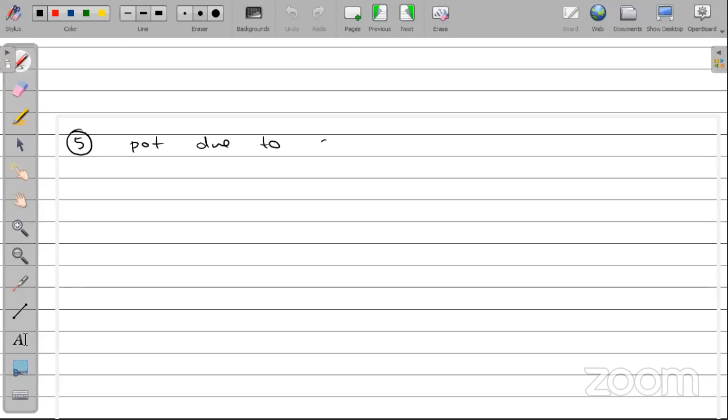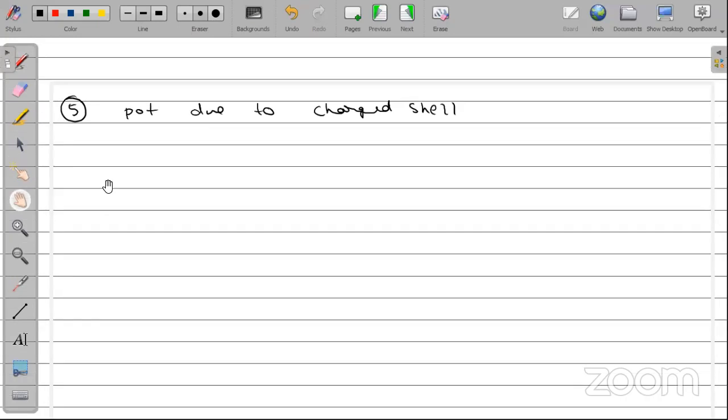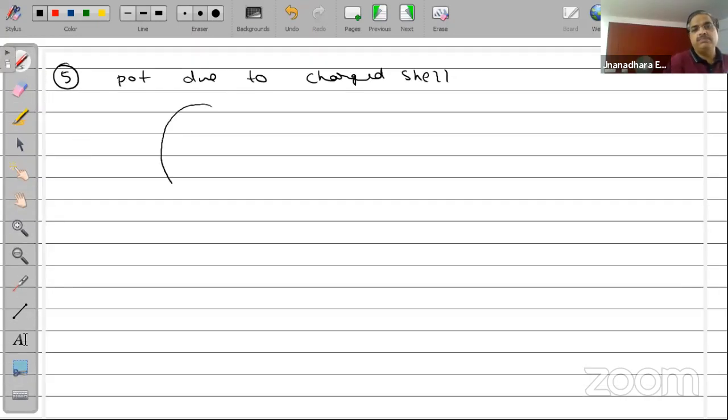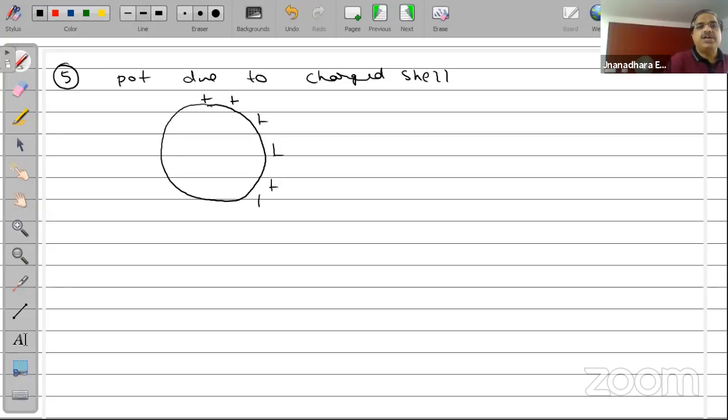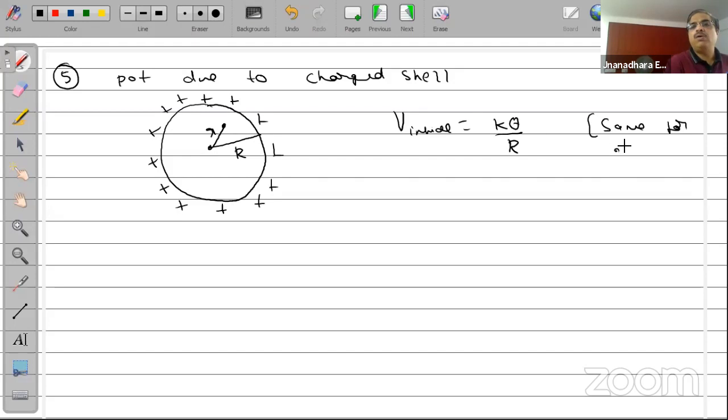Potential due to a charged shell. We have seen this in gravitation, a very similar problem. You have a shell and it is charged, and I want to find out the potential inside, at a distance r. The potential inside will be given by kq by capital R. So anywhere inside, the potential is the same, the same for all points inside the shell.